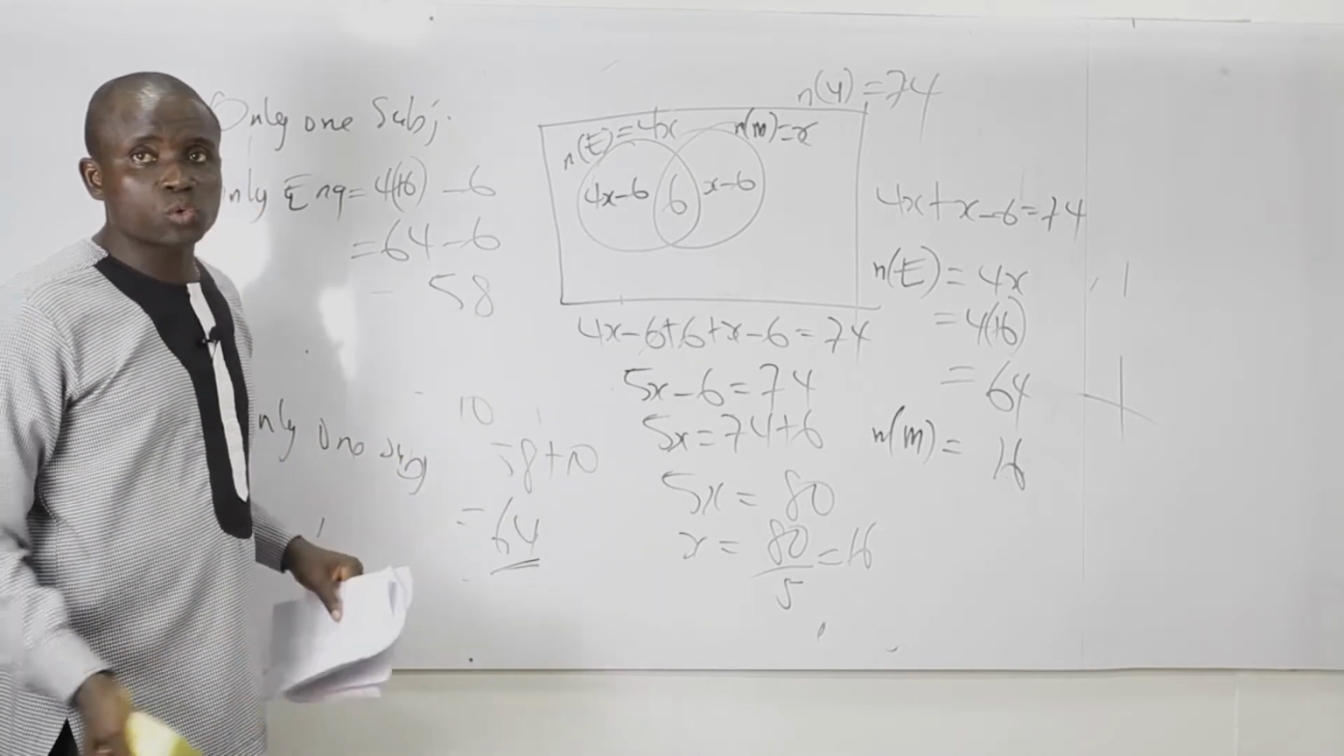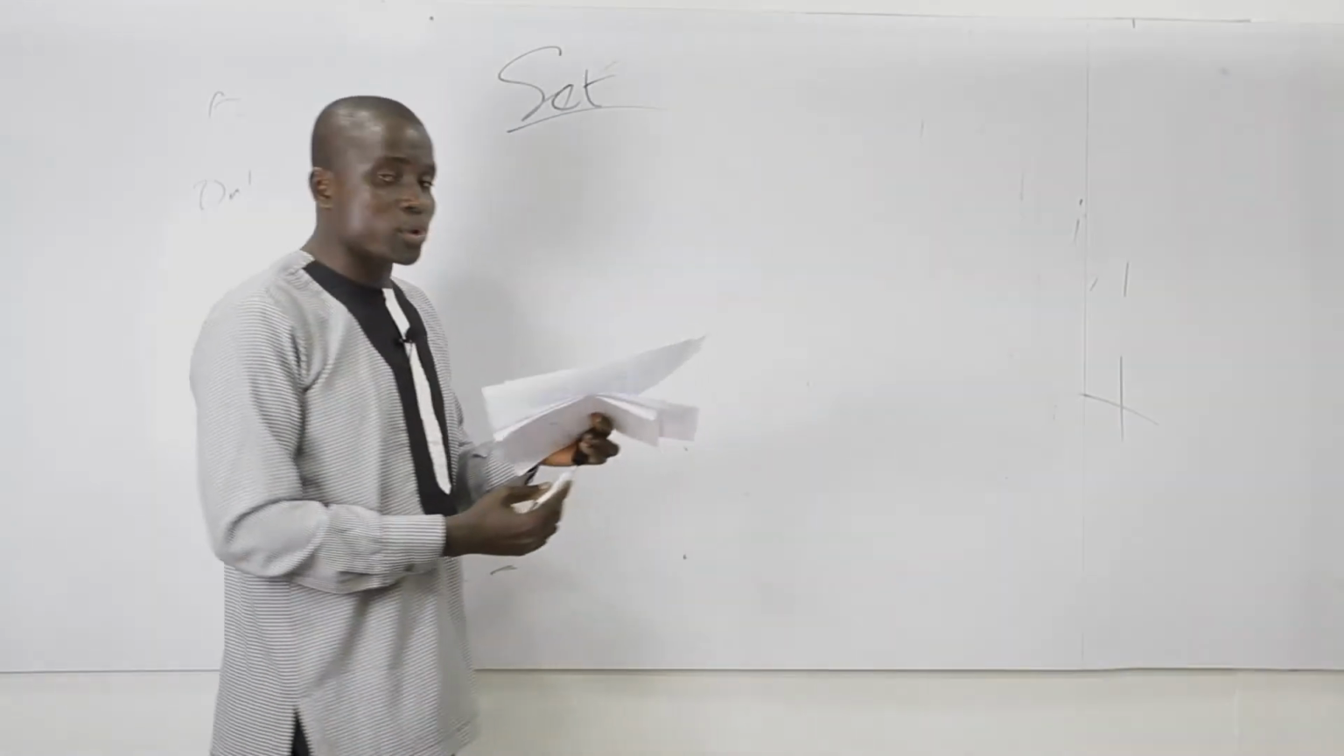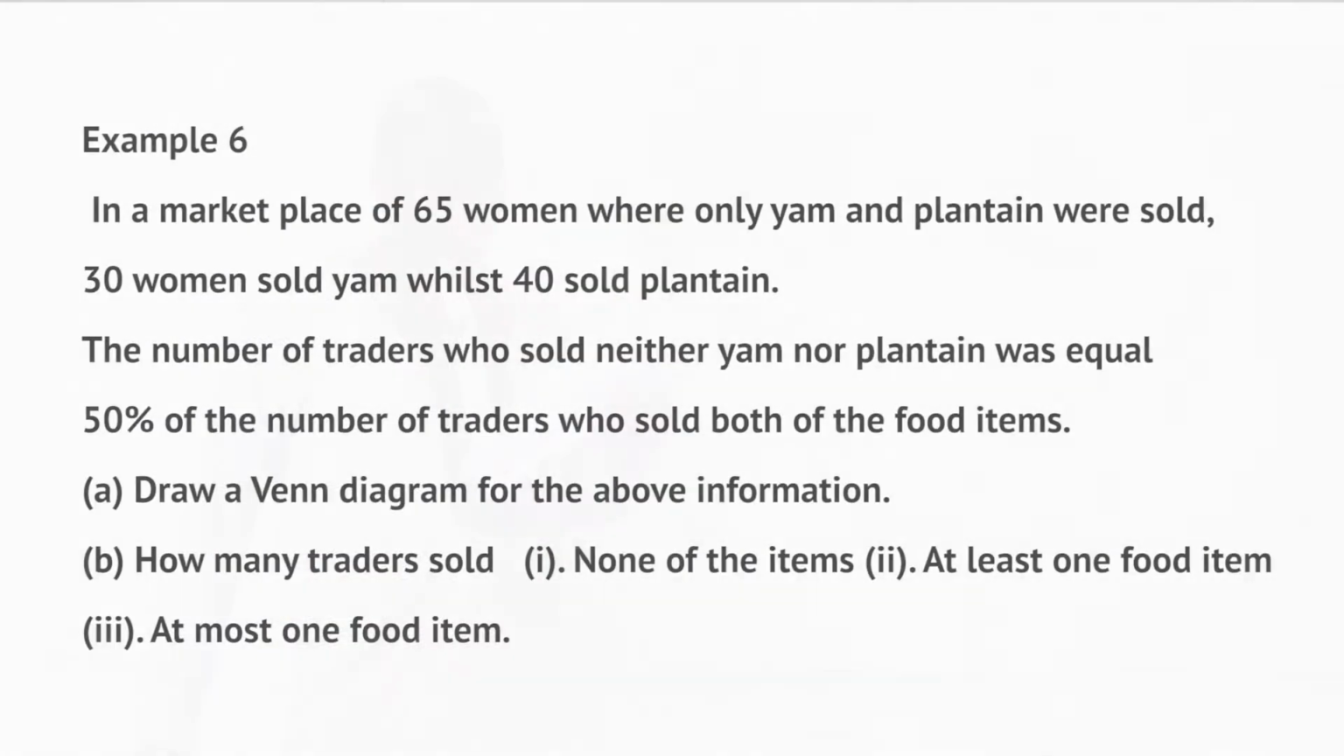So we are moving to example 6. That's what I'm saying. It is problem solving that we are solving. In a marketplace of 65 women, in a marketplace of what? Of 65 women, what happens? Where only yam and plantain are sold. 30 women sold yam, while 40 sold plantain.